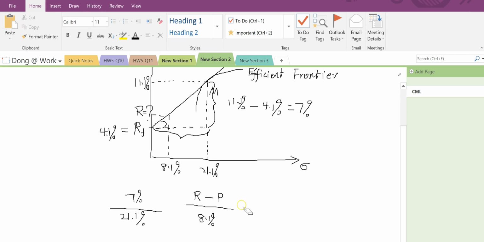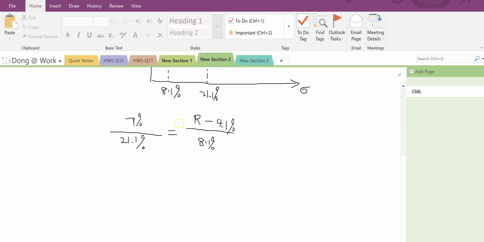Let me just directly plug in the number, just save one step. So the risk-free rate is 4.1%. So this whole thing here is another way to express the slope of this angle, because the bigger triangle and the smaller triangle both give me the slope of the same angle, so they must be equal to each other. And once we understand what's going on, we have basically generated a linear equation with one unknown. So we can solve for this R.